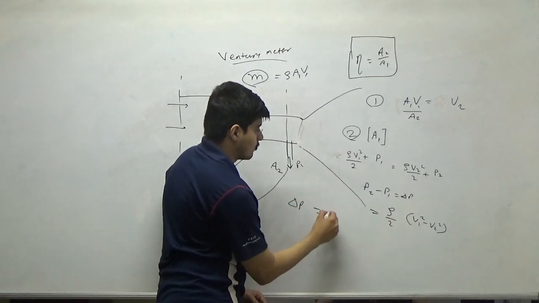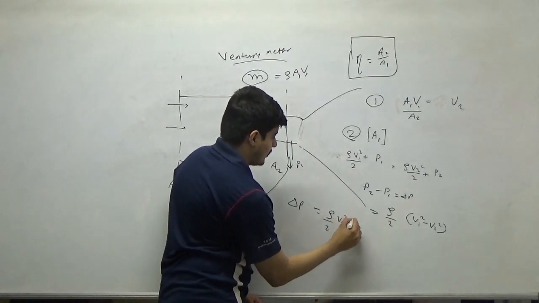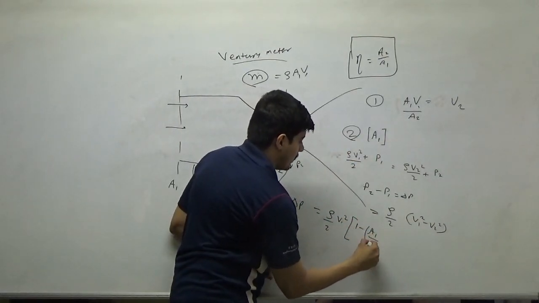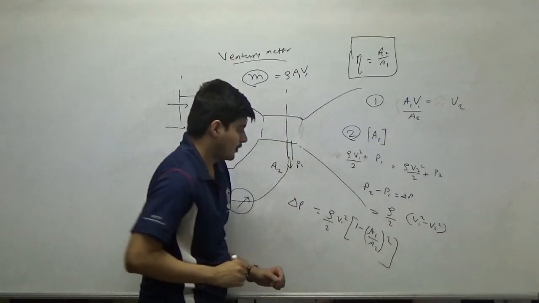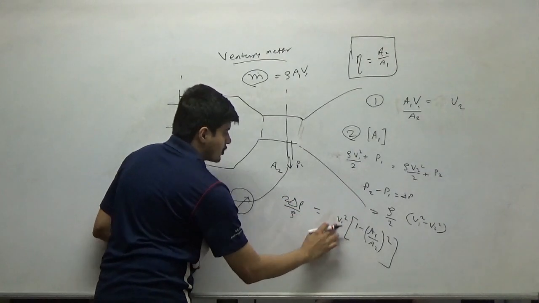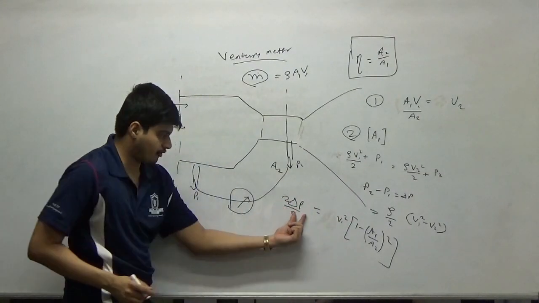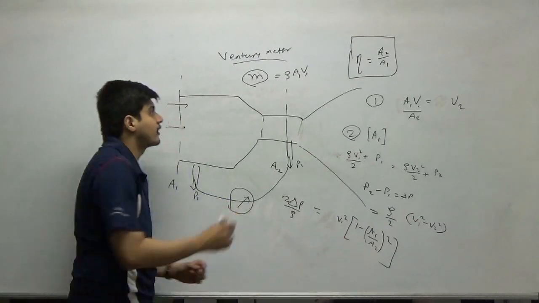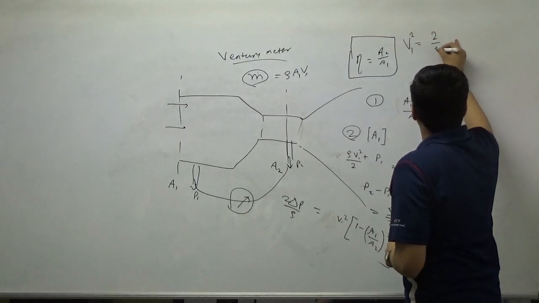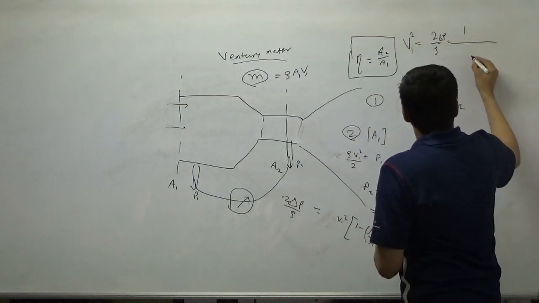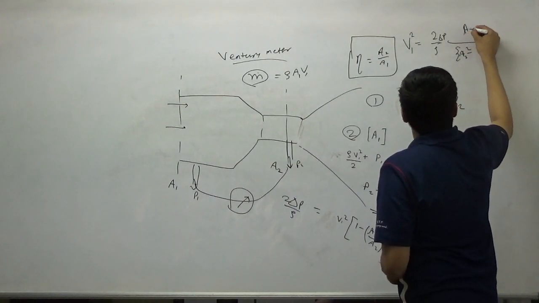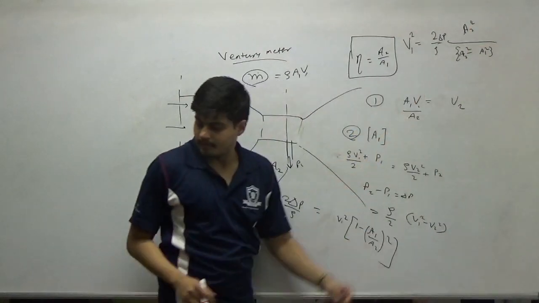So delta P is what? Rho by 2 V1 square, right? Then V1 square is common: 1 minus (A1 by A2) whole square, right? What does this tell me? V1 square is simply a function of the pressure tapping reading, density and this area ratio. So now I can go and take it across, right? So V1 square is 2 delta P upon rho, times 1 upon (1 minus A1 square upon A2 square). So I can simplify this like this. So this is my V1.